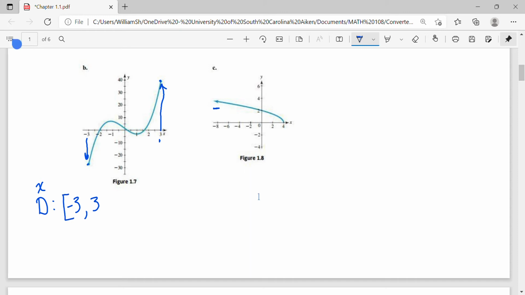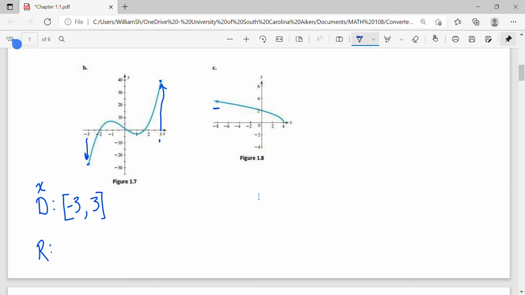So the way I'm going to do it is I'm going to put it in interval notation, and it's going to be represented by bracket -3, comma 3, because it goes from a value of -3 to a value of 3 on my x-axis. And it's equal to, that's why we put the bracket.